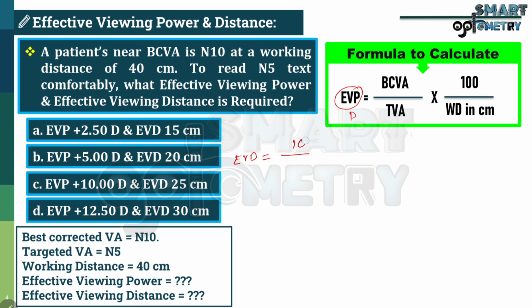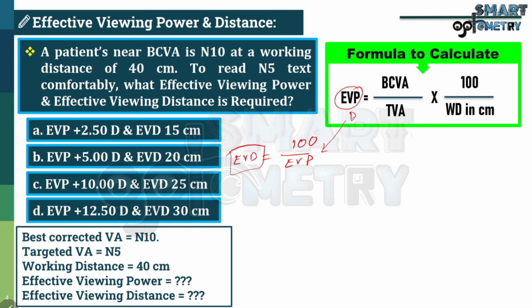EVD equals 100 divided by EVP. So let's substitute the values in the formula and find the EVP, that is effective viewing power. Then we will substitute the value here to find the effective viewing distance.